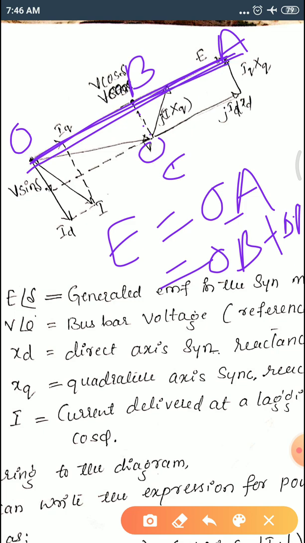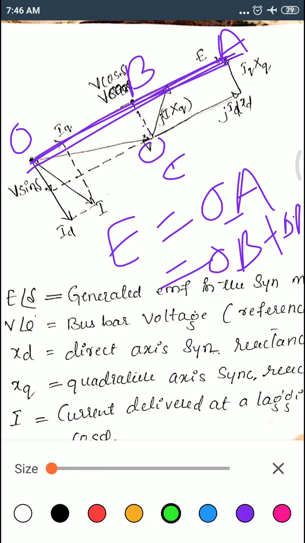Now you can observe this one is nothing but this term, right? Both are the same, nothing but your IDXT, right? BA is your XT into ID. Now we need to calculate what this OB is. So what we have to do is observe this triangle, that is, we'll take this as C, in triangle OCB.